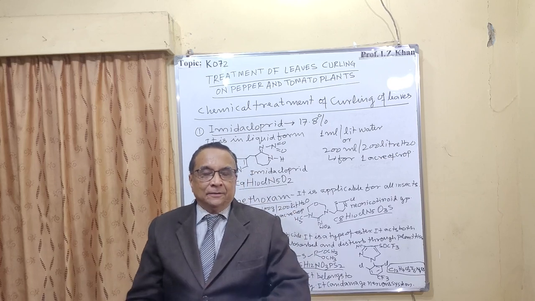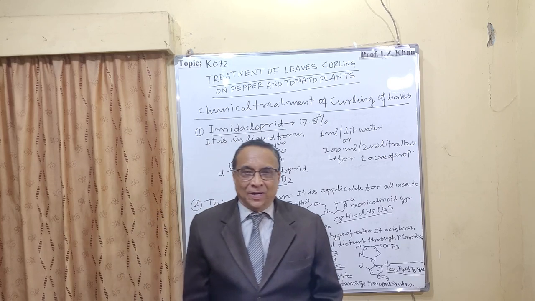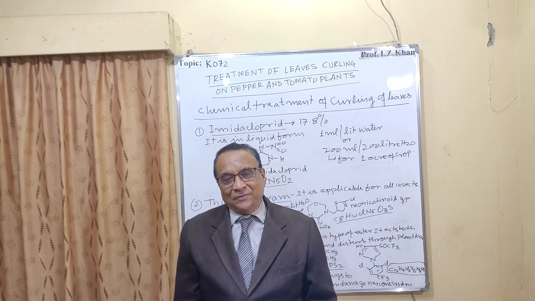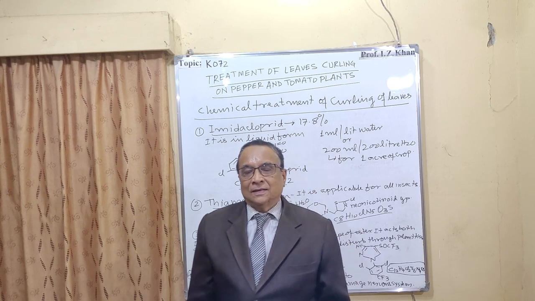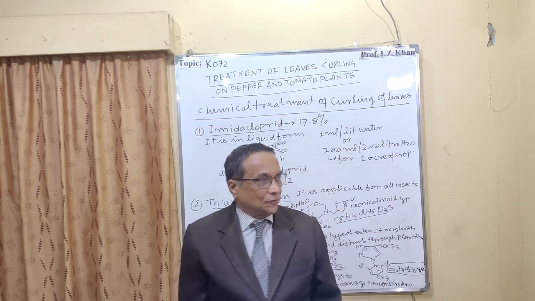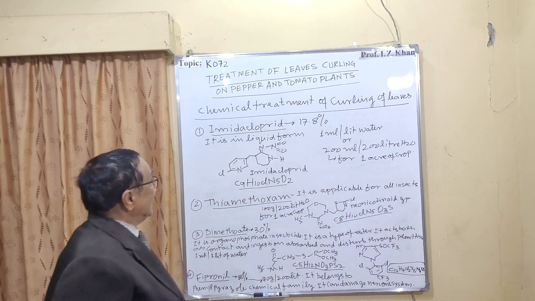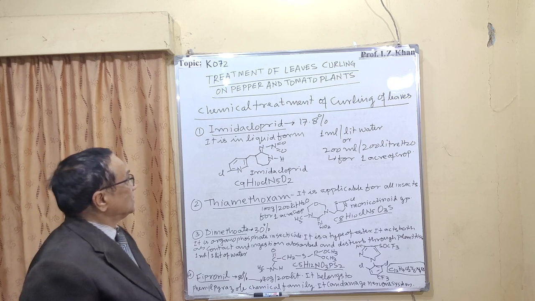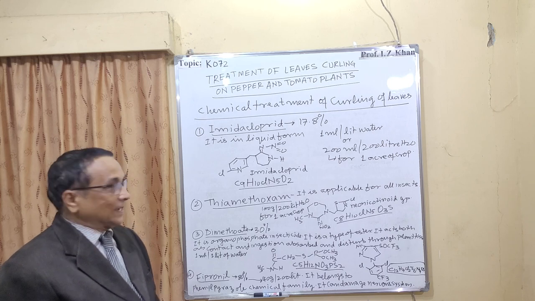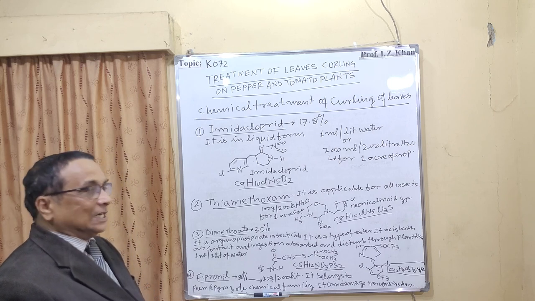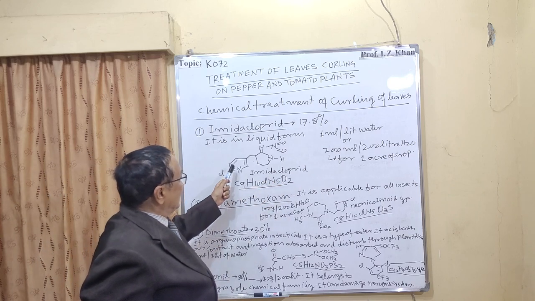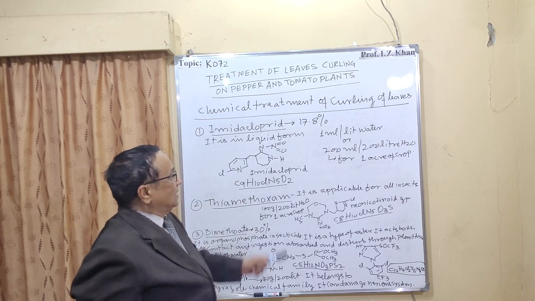So here I have given four very popular insecticides, pesticides. They cover all types of insects, and they are even taking care of some viral attack also. So the first one is called imidacloprid. Imidacloprid is having 17.8% in the package, and it is in liquid form, and here actually it is a pyridine nucleus.